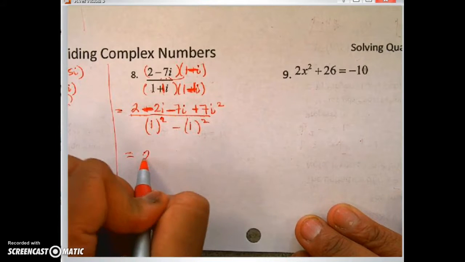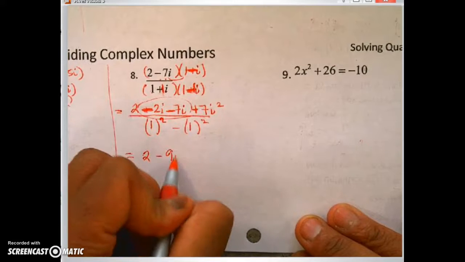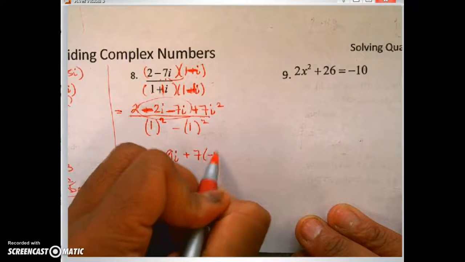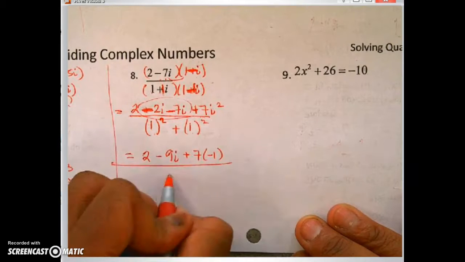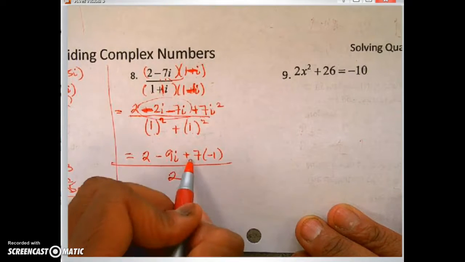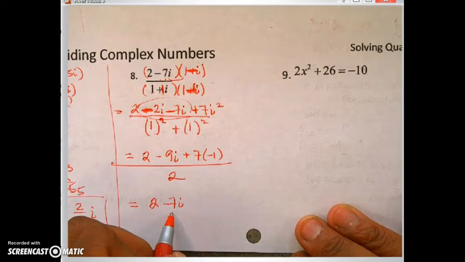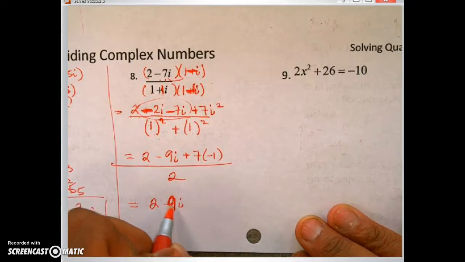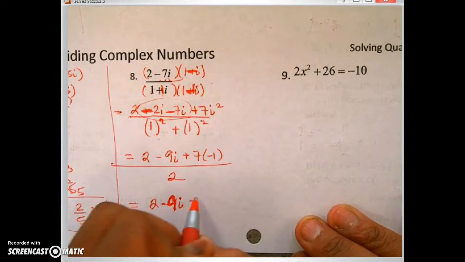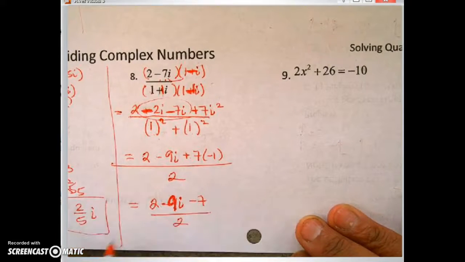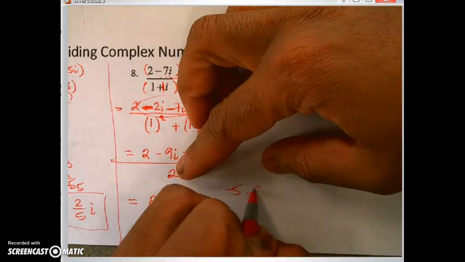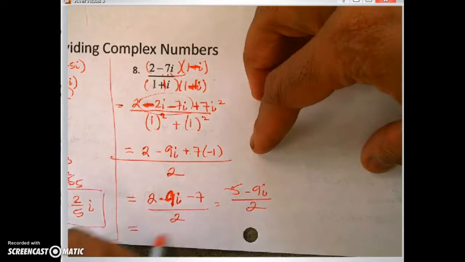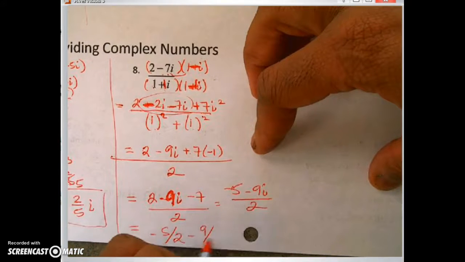Combining my like terms, I have 2, these are alike, minus 9i plus 7 times negative 1 over 1 plus 1. Ooh, this is plus. 1 squared plus 1 squared would be 2. So this is 2 minus 7i. Just kidding. Minus 9i. I was thinking ahead about this minus 7. Over 2. So simplified, this is negative 5 minus 9i over 2. And then as separate fractions, that's negative 5 over 2 minus 9 over 2i.